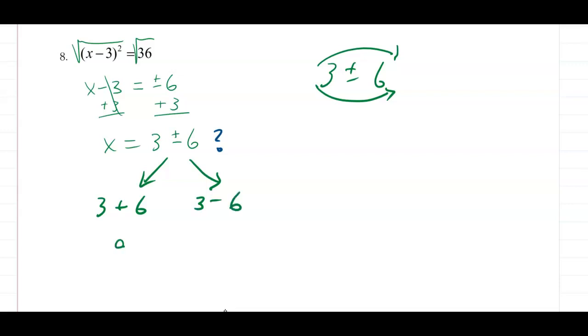3 plus 6 is 9. There's one of our answers. And 3 minus 6 is negative 3. That's our second answer.